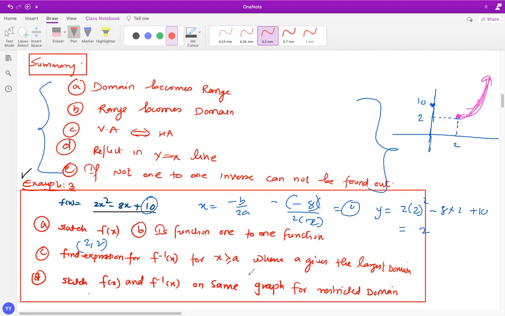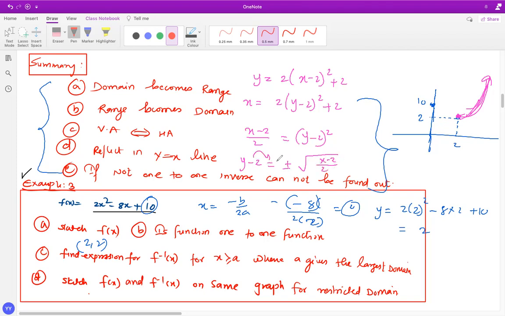Okay, so to find the inverse of this, we have the perfect squared form: 2 times (x minus 2) the whole squared plus 2. This is the perfect squared form for this. And to find the inverse, you interchange x with y. So it'll be x equals 2(y minus 2) the whole squared plus 2. So (x minus 2) over 2 is equal to (y minus 2) the whole squared. So y minus 2 is plus or minus the square root of (x minus 2) over 2. Bring 2 to the other side, and you get this as an inverse. Now, since you're taking the right side of the vertex, you will only take the positive. So that's what it is.